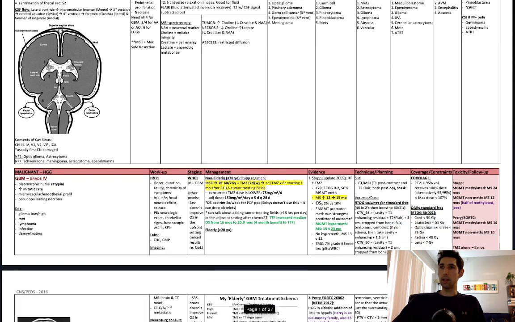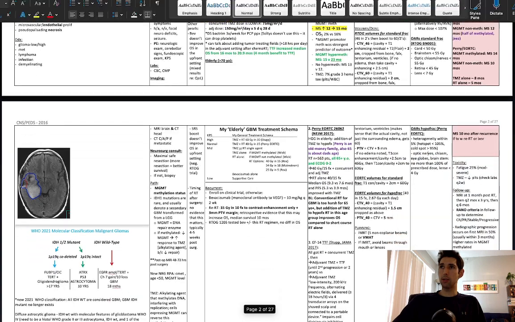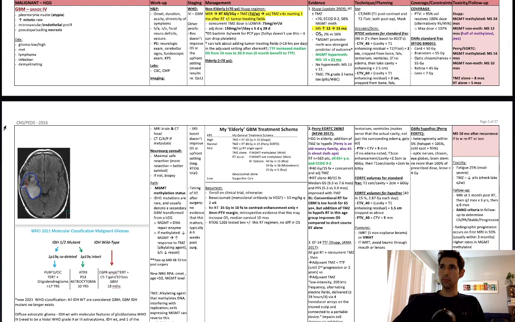Moving now to malignant high-grade gliomas. GBM is grade 4. Classically, this is shown to have pleomorphic nuclei or atypia, increased mitotic rate, microvascular endothelial proliferation, and pseudopalisading necrosis. Differential diagnosis includes other gliomas, which are low or high grade, metastases, lymphoma, infection, or demyelinating diseases.